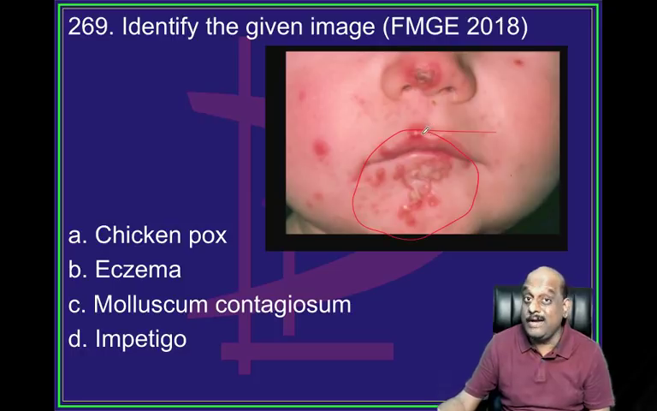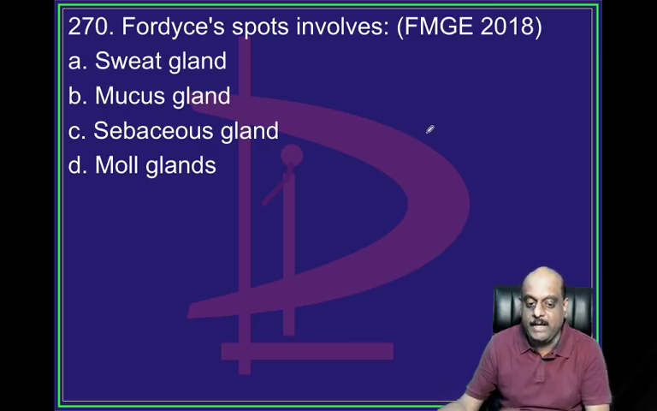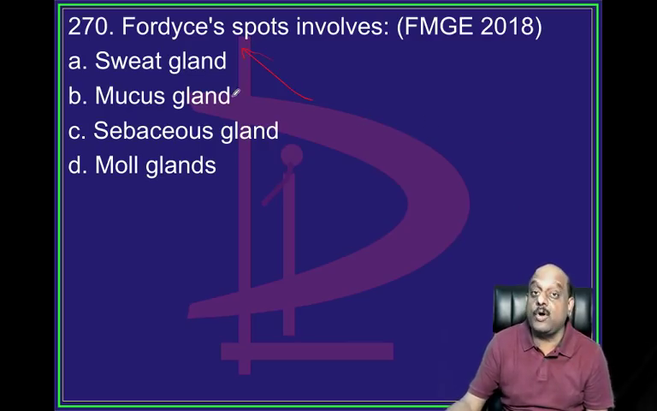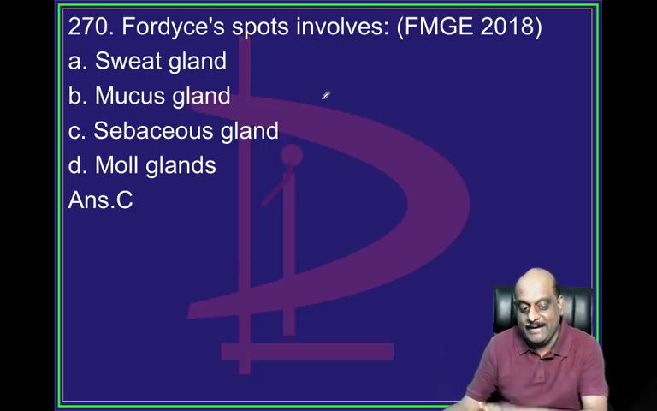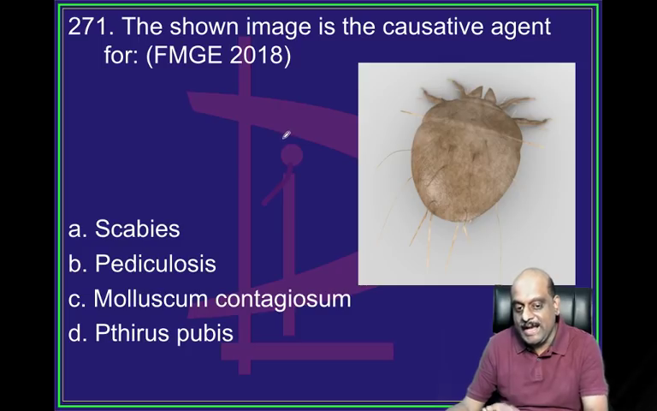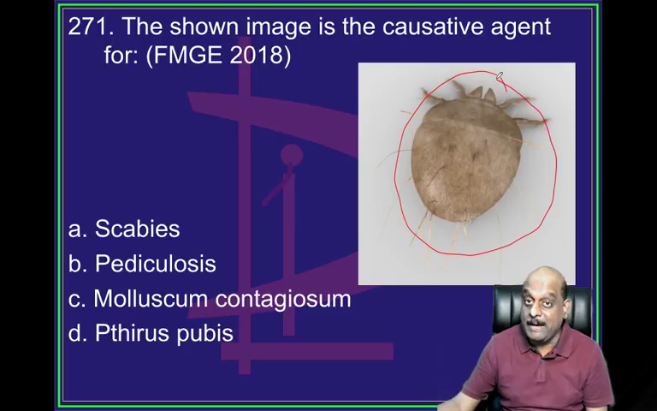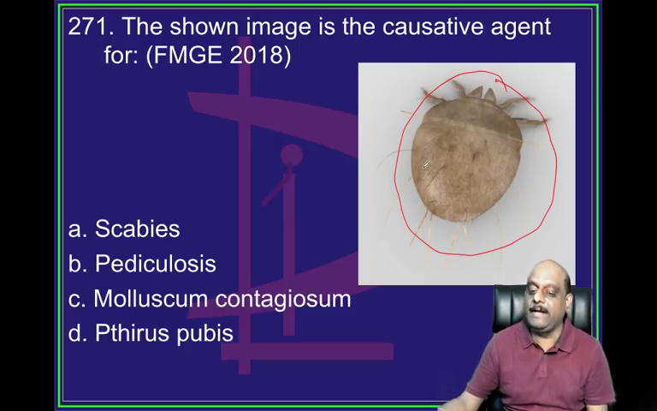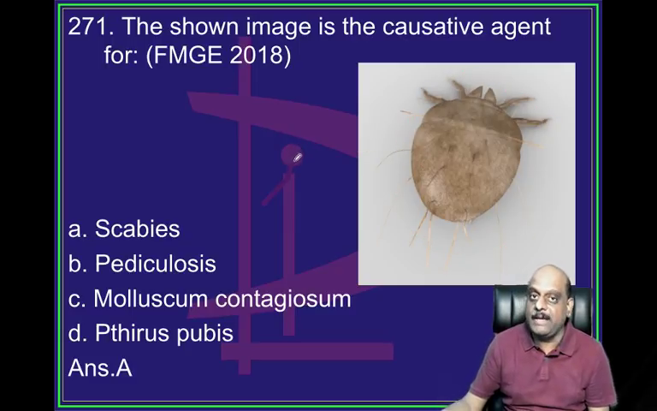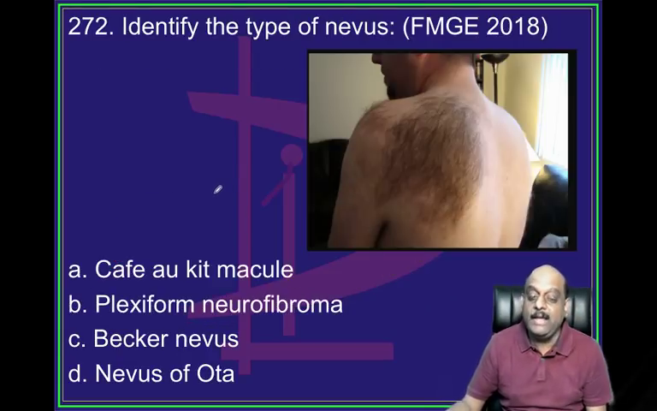What are these golden crusted lesions, doctor? Impetigo. Fordyce spots occur on the lips; they are sebaceous glands. What is this bug which is bugging you in NEET PG? Sarcoptes scabiei in case of scabies.